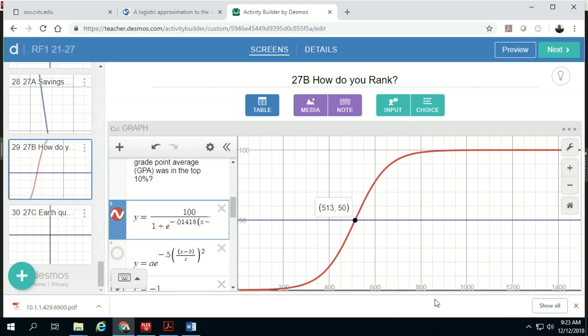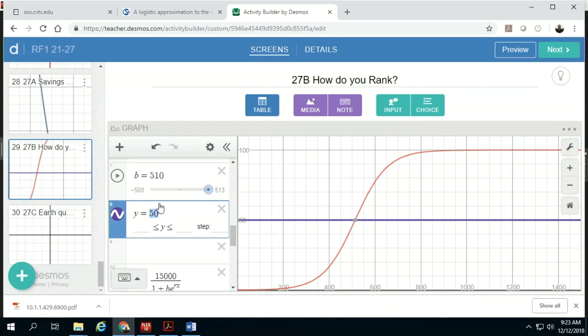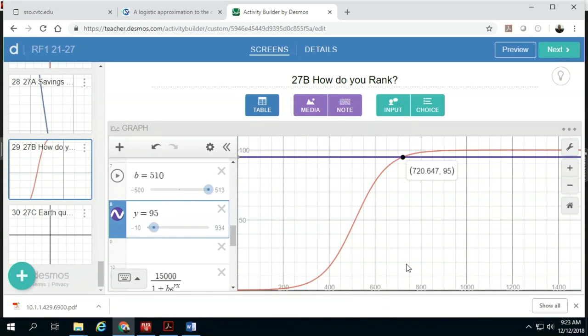513. Suppose that an engineering department at a university wants to admit any student who scores in the top 5% on the math portion. Okay? So we're going to find out what kind of score you would need to get into that school. Well, we take 95. All right? So here is 95. What does it say that score needs to be? 720 will be almost 95%. 721 will be for sure you will get into the 95%.